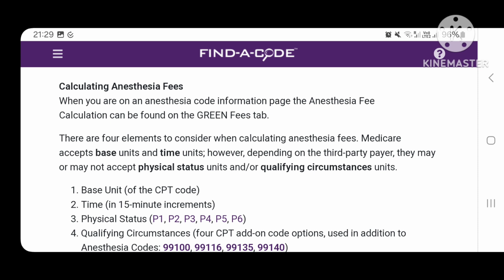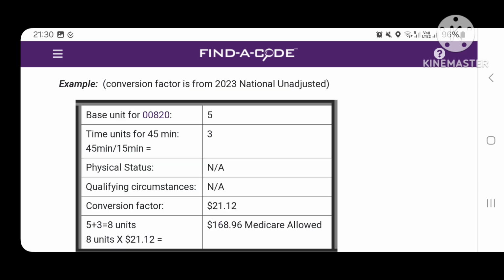And also in the question you have to check for physical status modifiers, and in addition to that, whether there are any qualifying circumstances. All these four things will help you to calculate the anesthesia charges. So we will see them one by one. Now we'll see an example here.